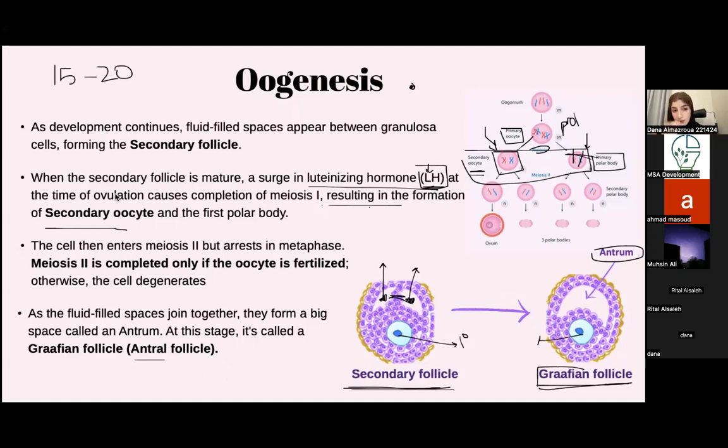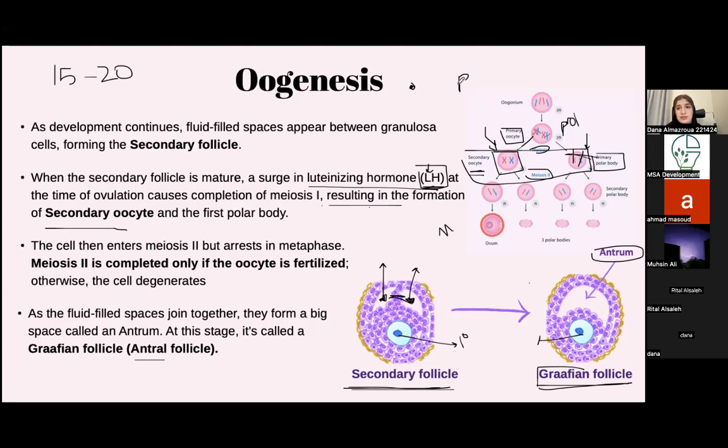Now, another important point: when the secondary oocyte enters meiosis II, it will again be stuck at metaphase II, and it will remain stuck at metaphase II until the time of fertilization. So a female basically will never have her eggs fully matured until the time of fertilization. Okay? So it remains stuck at metaphase of the second meiotic division.